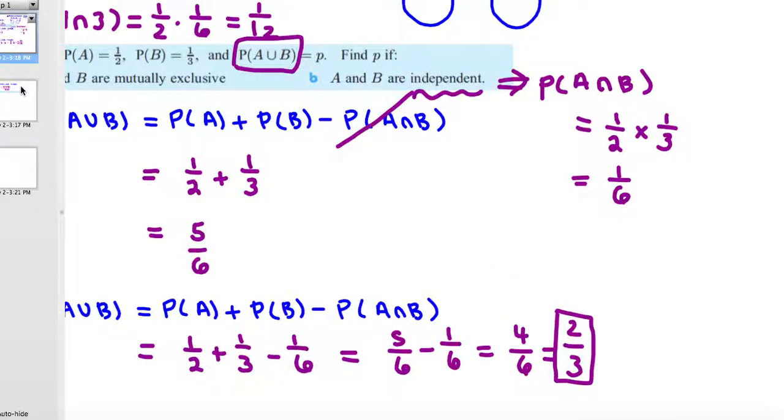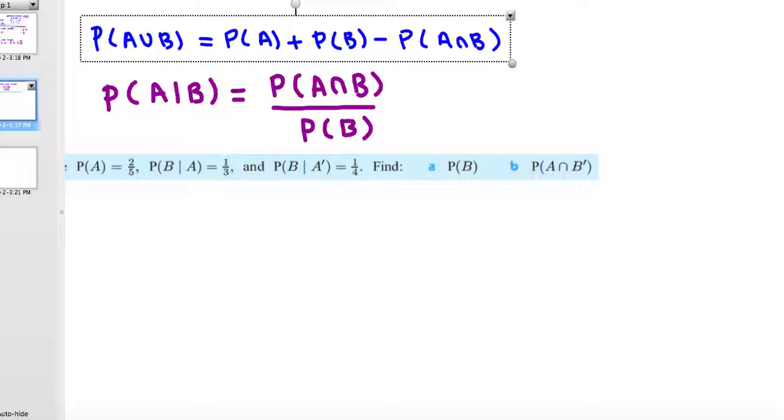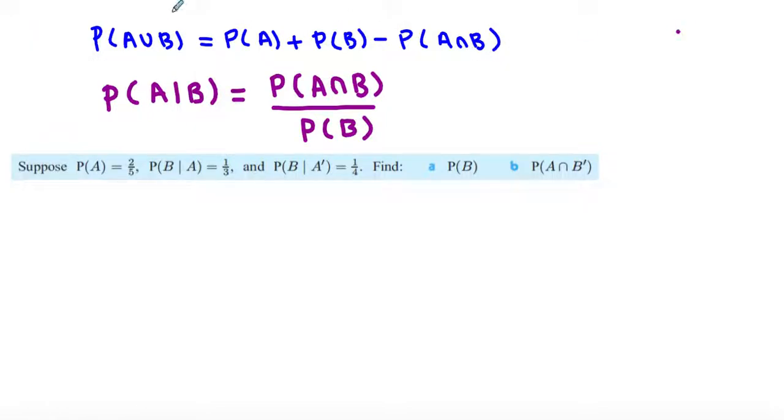Next question is this guy over here. You have a probability of, again, A or B is equal to probability of A plus probability of B minus what's in common. This is always true. We also talked about in class the conditional probability: the probability of A given B is equal to probability of A and B over probability of B. So let's look at a question.